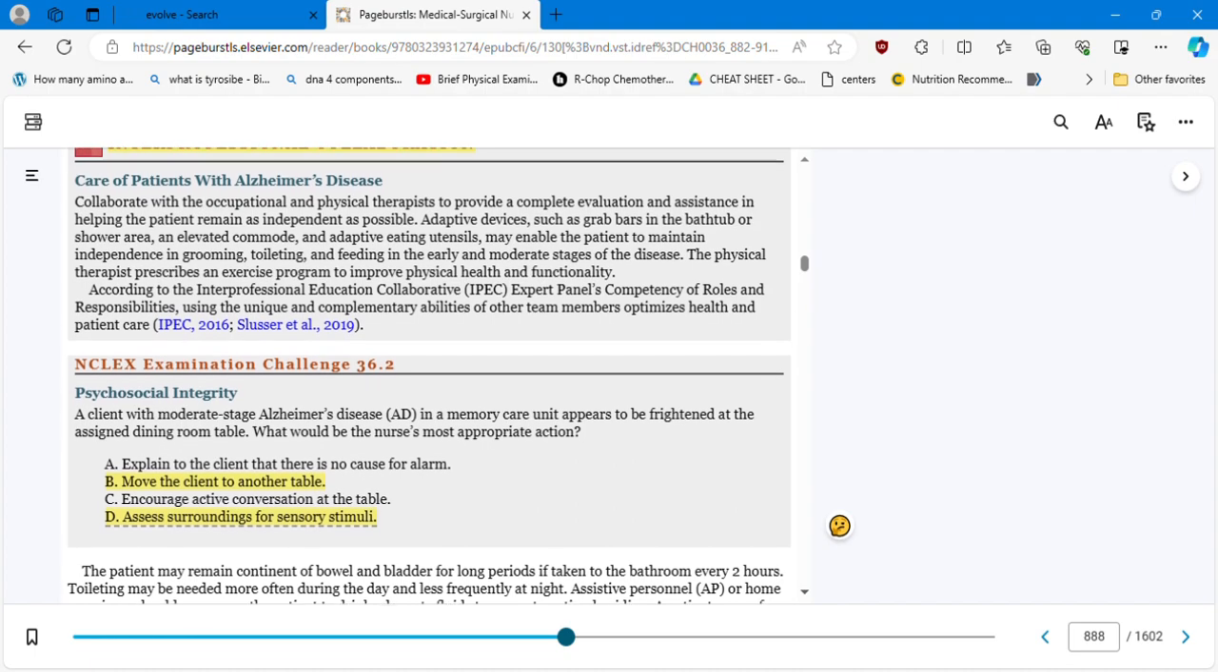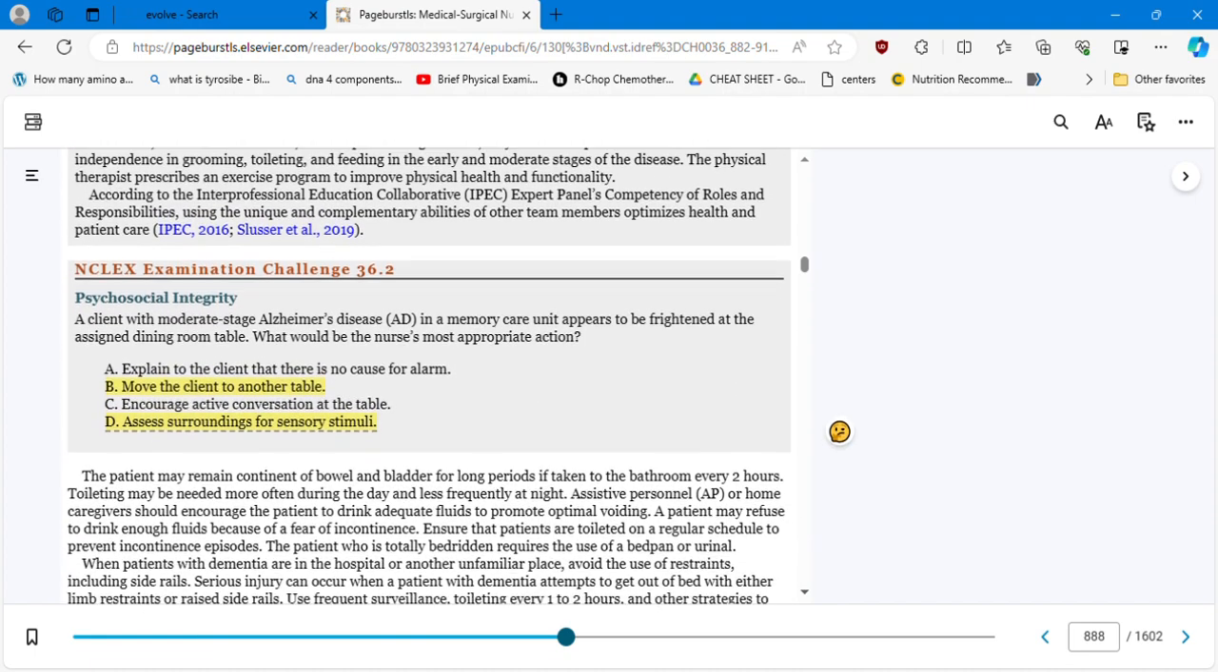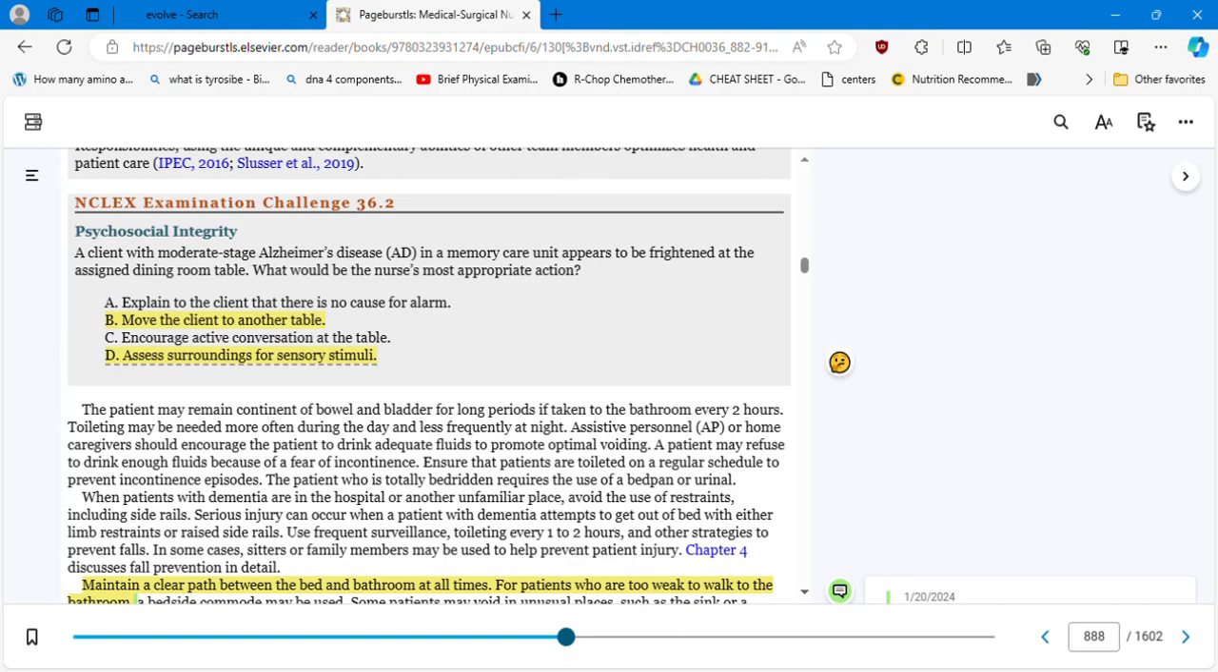Interprofessional collaboration, you can read about this. And we have another NCLEX question. A client with moderate stage Alzheimer's disease in a memory care unit appears to be frightened at the assigned dining room table. What would be the nurse's most appropriate action? Even though the action probably is going to be move the client to another table, because it's validation therapy in which we recognize their feelings. If they are frightened, then we are going to move the patient to another table.